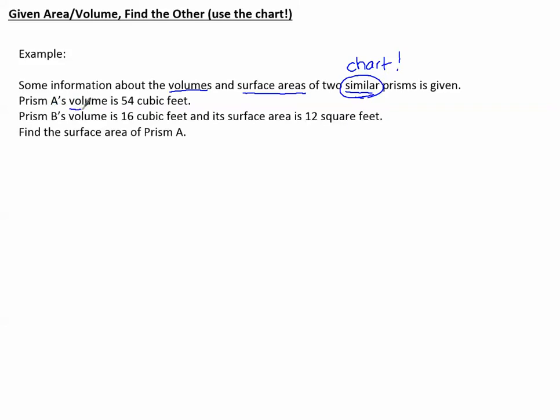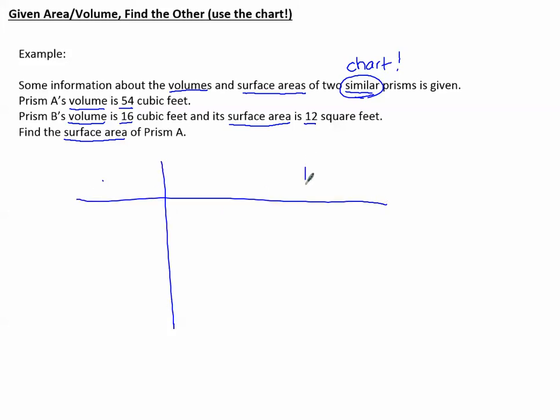Prism A's volume is 54 cubic feet. Prism B's volume is 16 cubic feet, and its surface area is 12 square feet. Find the surface area of Prism A. Let's start by thinking when it's similar, we make the chart. So first, I'm going to set up E, A squared, V cubed.